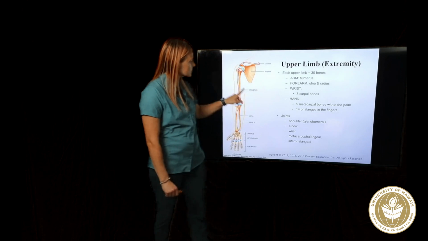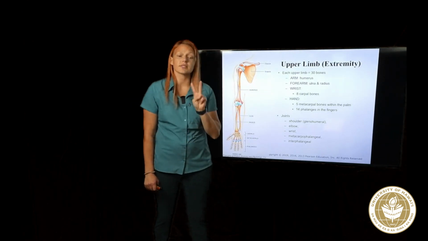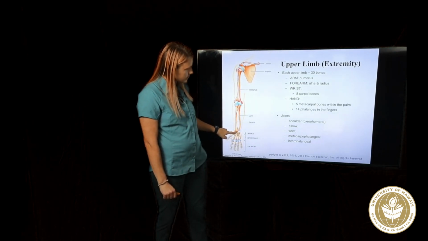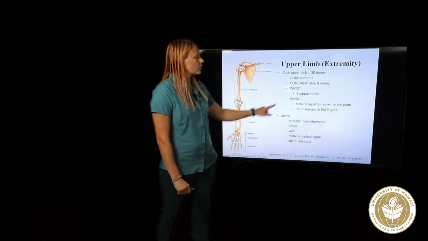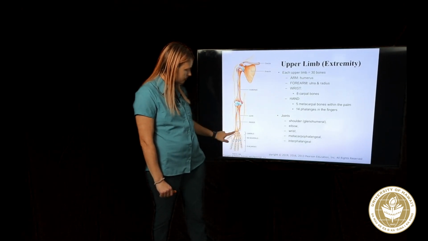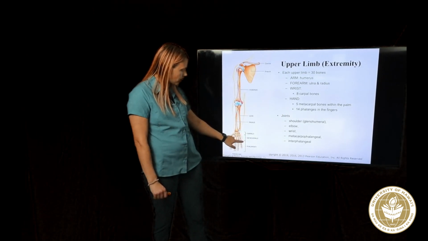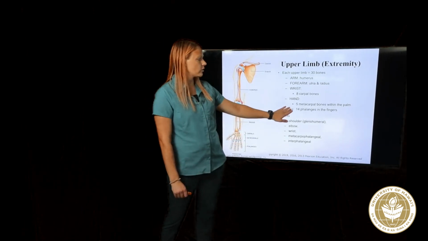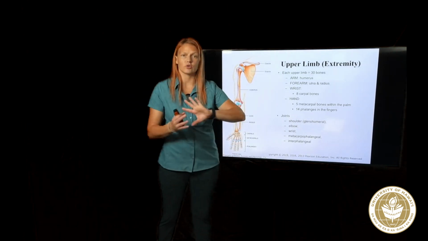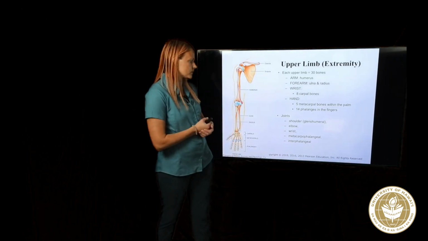So the arm, this big bone right here, you have your humerus. The forearm is going to consist of 2 bones, your ulna and your radius. Then you have your wrist, which is going to have 8 carpal bones. Then you have your hand, which is 5 metacarpal bones, and 14 phalanges in your fingers. And again, you're going to double those numbers, right? Because generally we have 2 arms.